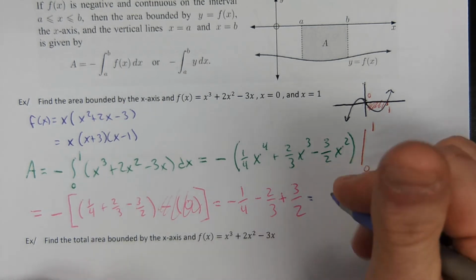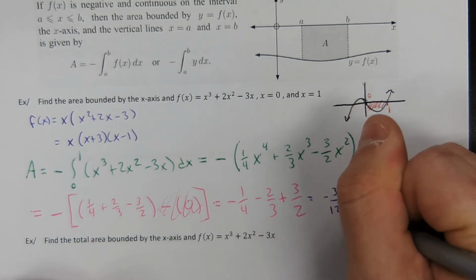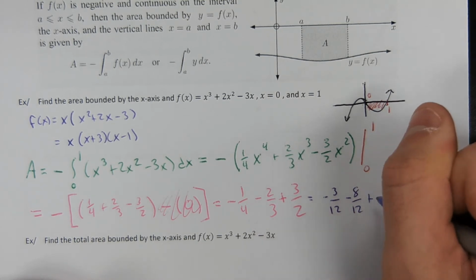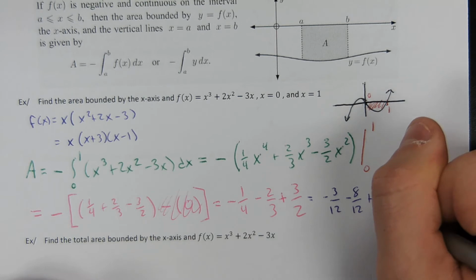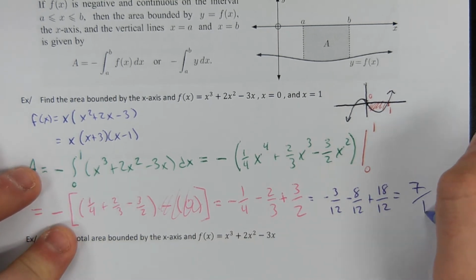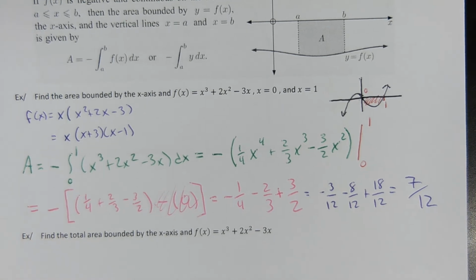So 12ths, right? So we have negative 3/12 minus 8/12 plus 18/12. Did I do my math right? Looks like 7 over 12. Yay! That's the total area bounded by that curve, the x-axis, and x equals 0 and x equals 1. Ta-da! Neat.